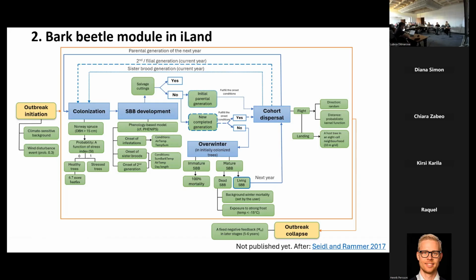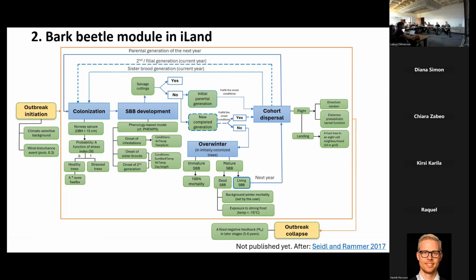Then once the outbreak is triggered, for every year iLand will calculate every step of bark beetle development: the dispersal, then the colonization, development, and in the end overwintering. Then it also calculates if there is a sister generation, a second or third generation. These are based on some climatic information that I will show you on the next slide.